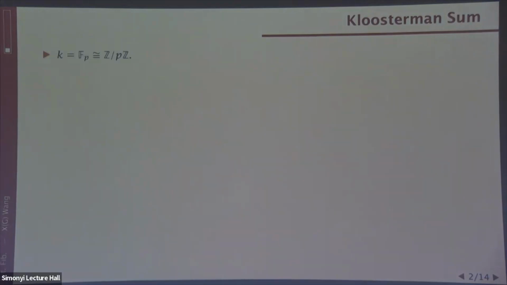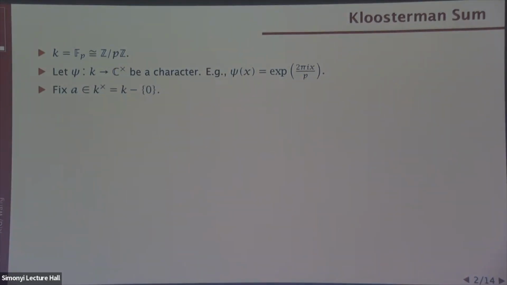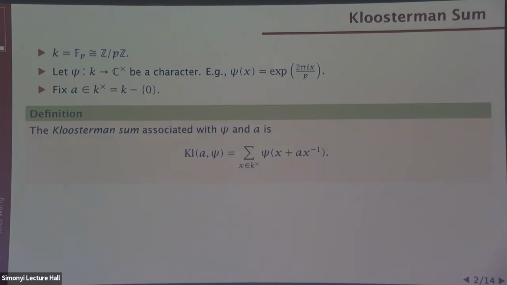Let K be a finite field with p elements. As an additive group, it's just Z/pZ. Let psi be a character on K, for example this exponential here. And I fix a non-zero element A in K, so K cross. The Kloosterman sum associated with psi and A is defined to be this summation, where the summation is over the non-zero elements of K.